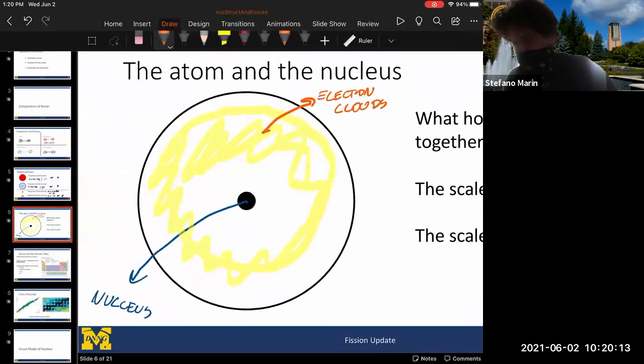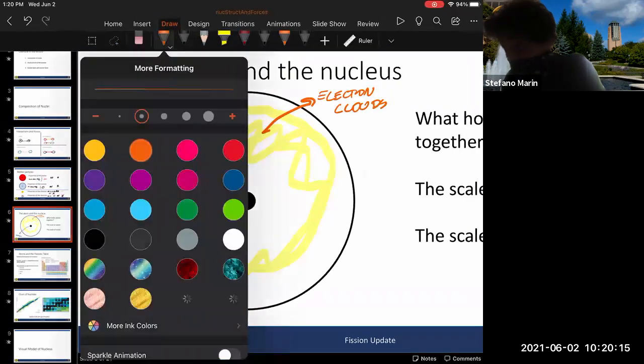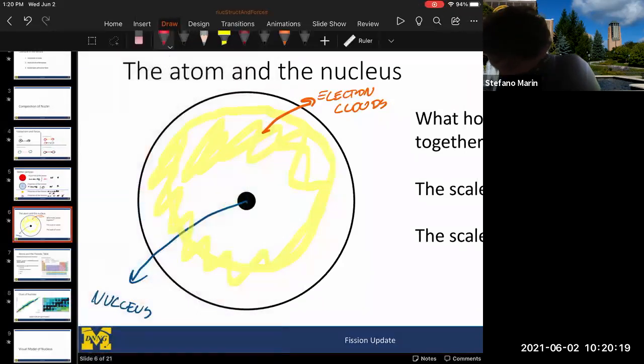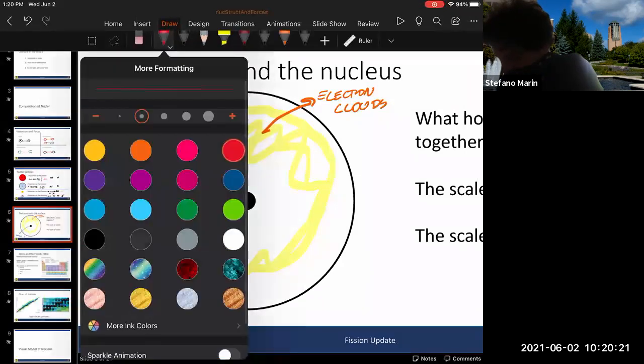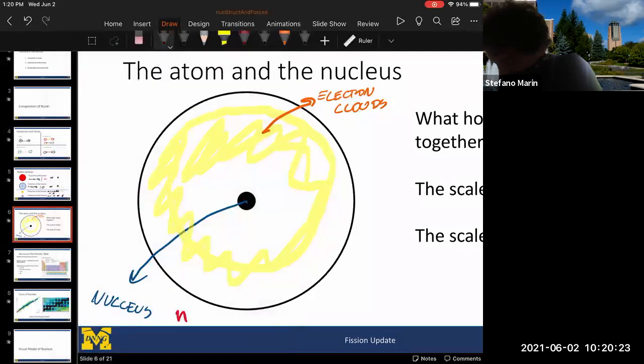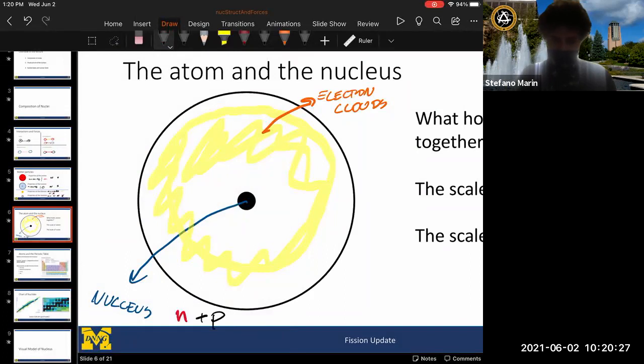Now, what is the nucleus made of? Well, the nucleus is made of the other two particles that we talked about earlier. It's made of neutrons and protons. I'm messing up all the colors, so don't really look at the color schemes. But the nucleus is made up of these neutrons and protons, surrounded by the electrons.